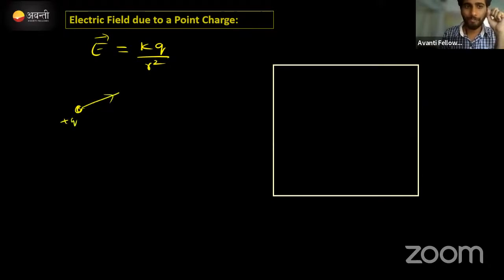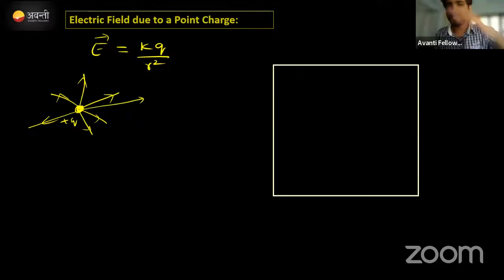Its force lines will be moving in this direction like this. If from this point, in this direction, I'm moving, it means the distance is increasing. If the distance is increasing, it means electric field strength will decrease. That is what this equation is representing, right?